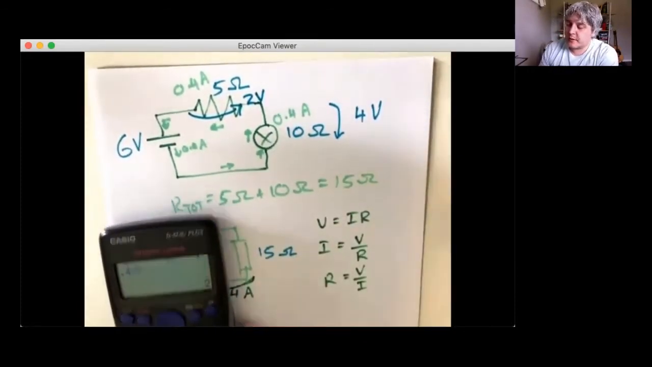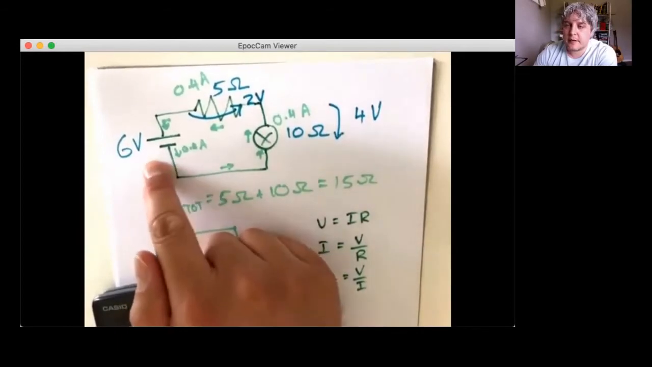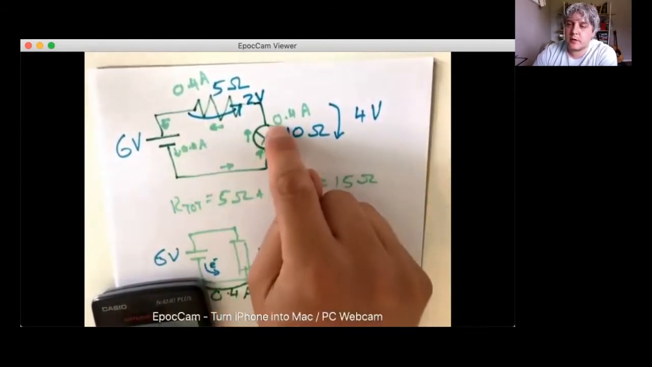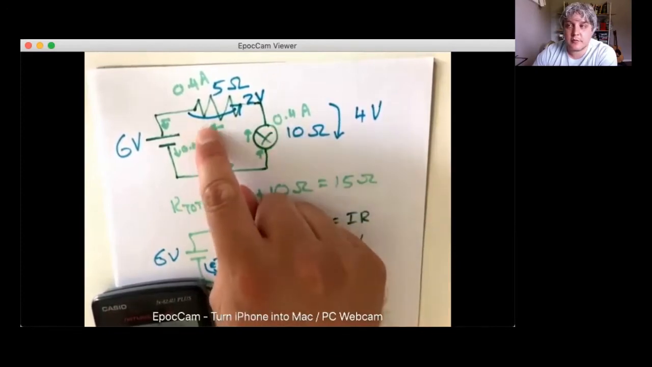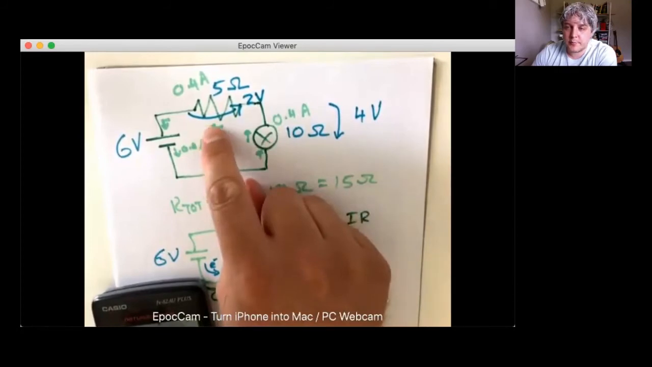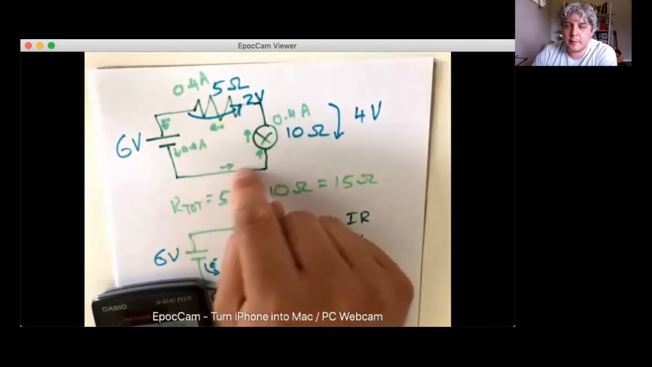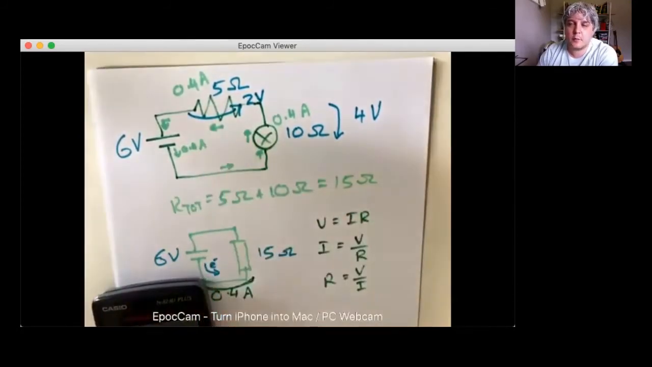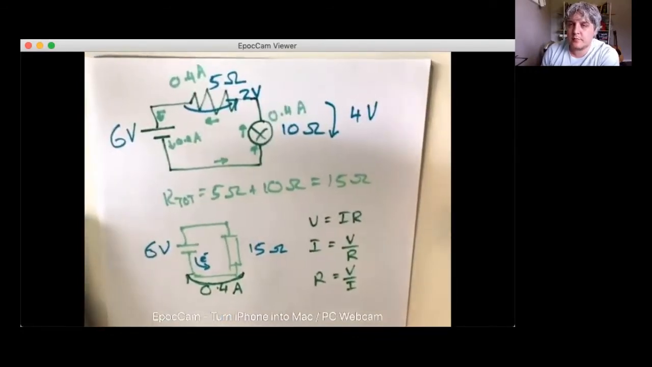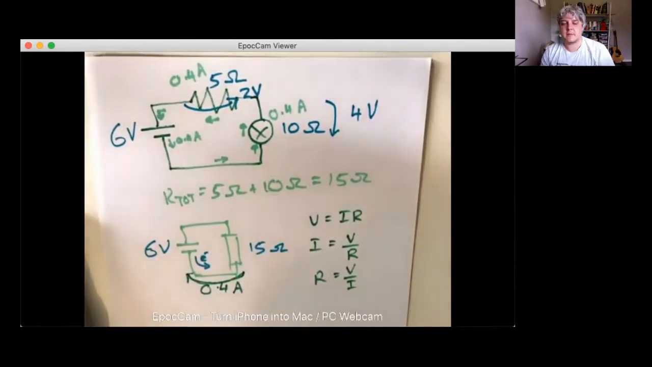And so now we know everything about the circuit. We know there's a 6 volt battery and that the electrons that come off that battery are using 4 volts to go through the light bulb and 2 volts to go through the resistor. The light bulb is 10 ohms, the resistor is 5 ohms. The current everywhere is 0.4 amps. That's all the information about that circuit that we could possibly need in terms of voltage, resistance, and current.